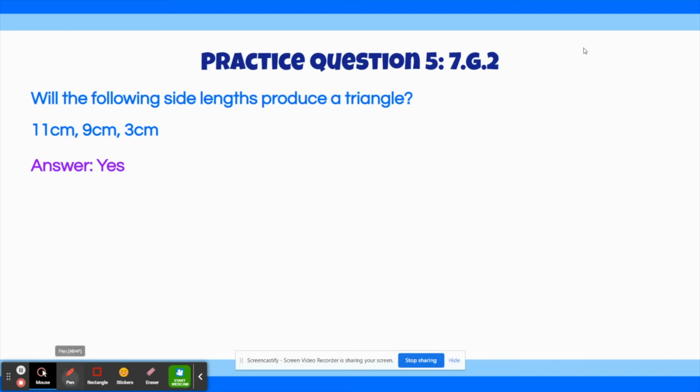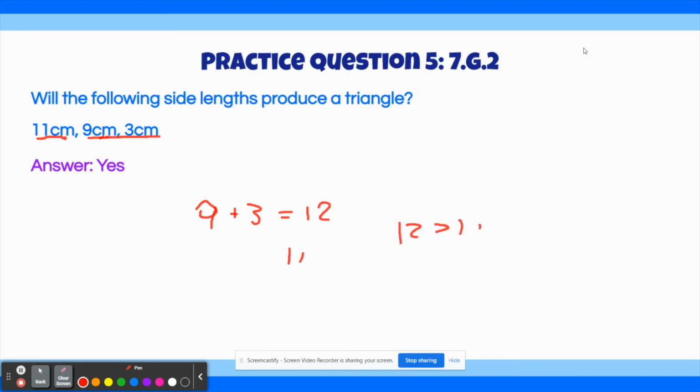And we can calculate this by using the triangle inequality theorem, which states that if the two smallest side lengths added up is greater than the largest side length, then a triangle will be formed. So here we have 9 plus 3, which is the two smallest side lengths, so we have 12, and then the largest side length is 11, and 12 is greater than 11, so yes, a triangle will be formed using those 3 side lengths.